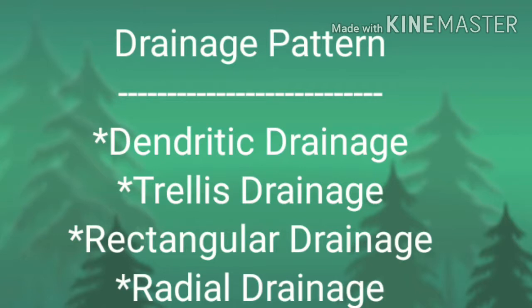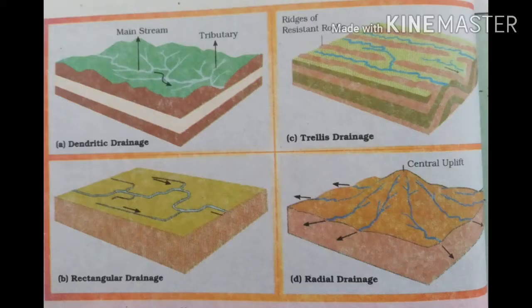Now, let us discuss dendritic drainage. Students, this pattern is the most common pattern followed by rivers like the Ganga. This develops where the river channel follows the slope of the terrain. The stream with its tributaries resembles the branches of a tree, so it is called dendritic.